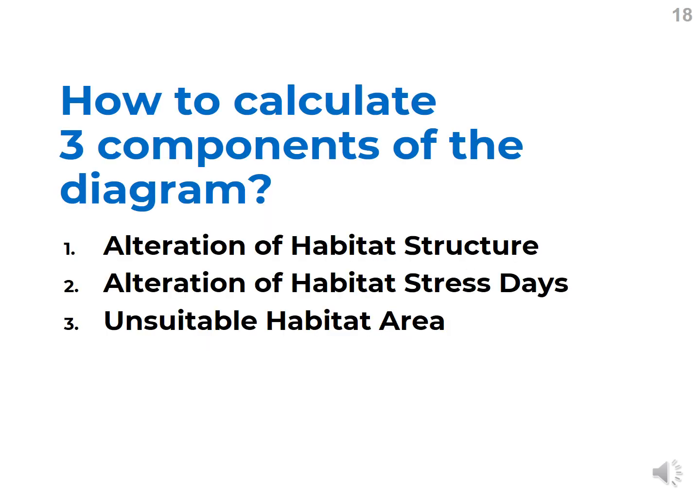Okay, so let's go now more into detail how to calculate the three components of the diagram. It means alteration of habitat structure, alteration of habitat stress states, and unsuitable habitat area. The first step should be a choice of habitat simulation model.